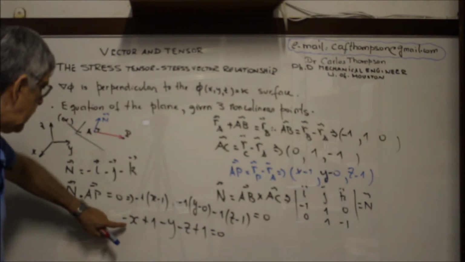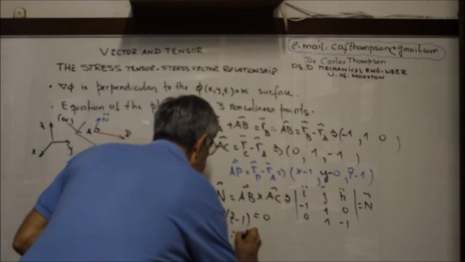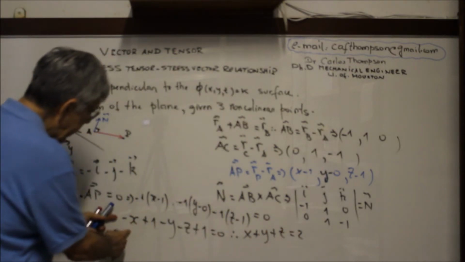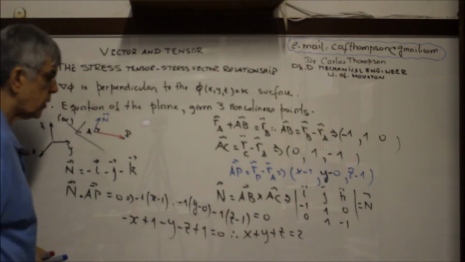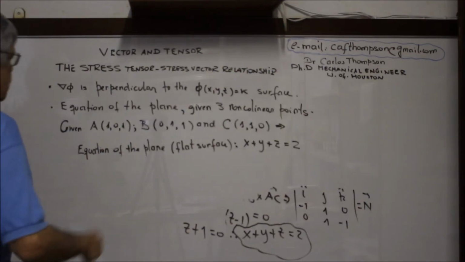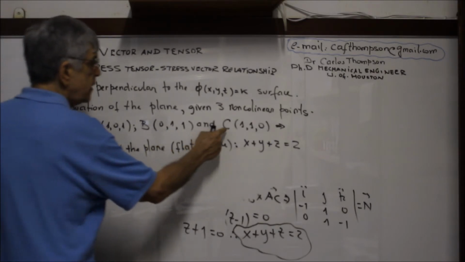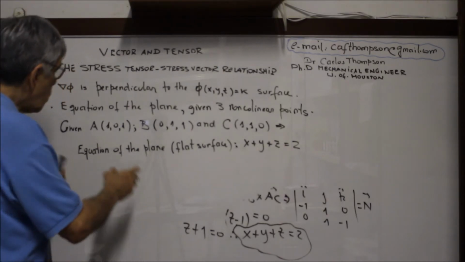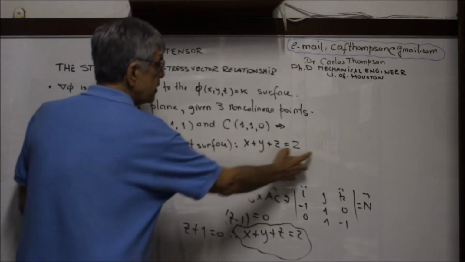So this will be minus x minus y minus z is equal to minus 2. So x plus y plus z is equal to 2. You see, this is minus, minus, minus, plus 1 is minus 2. If you multiply by minus 1, that's the equation of the plane. So, given point A (1,0,1), point B (0,1,1), and C (1,1,0), obviously these points are not collinear. So the equation of the plane, a flat surface, is x plus y plus z is equal to 2.